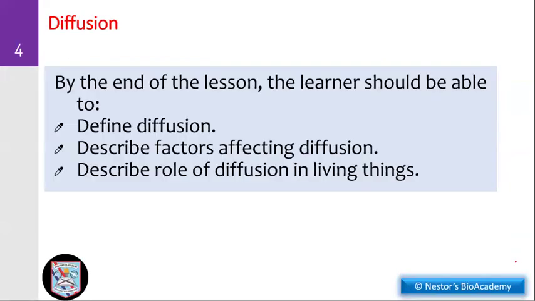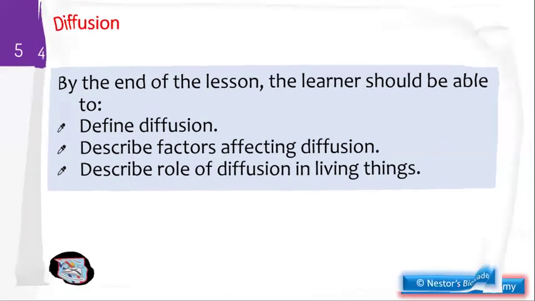So the main objective of this lesson is that by the end of it, you need to be able to define what diffusion is. You need to be able to describe the factors affecting the rates of diffusion, and you need to be able to describe the role of diffusion in living things.